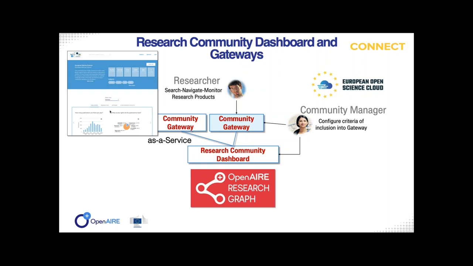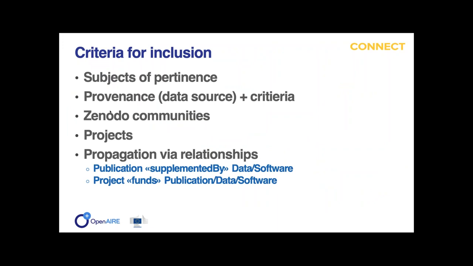A community gateway looks like the applications that you see top left. It's basically a view over the graph, and this view can be configured, fine-tuned by the community manager, which is an authorized user. So the community manager there can configure the criteria of inclusion into the gateway of the different objects of the graph. And we have several community gateways that have been generated today. Others may be generated, of course, in the future.